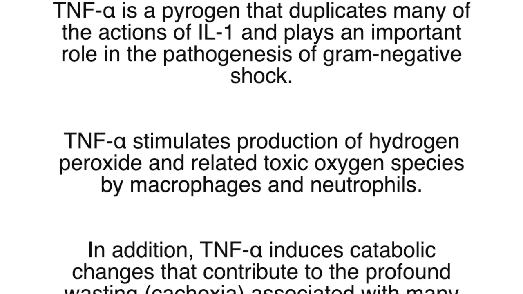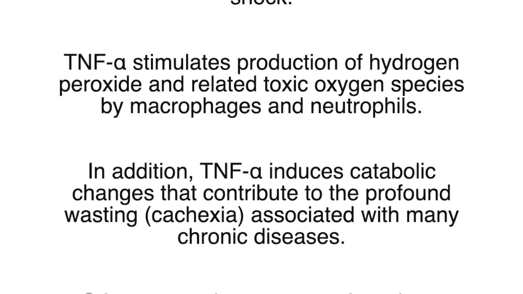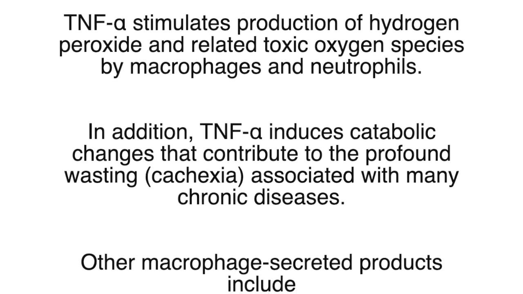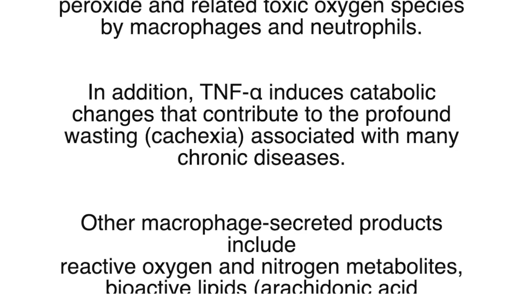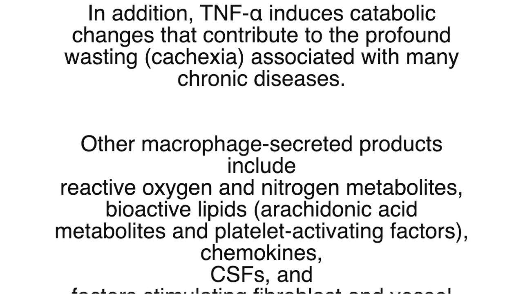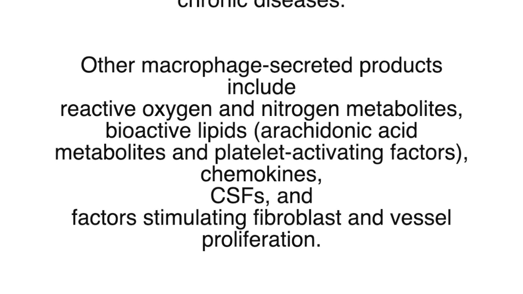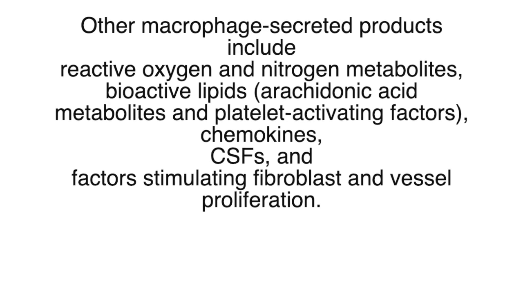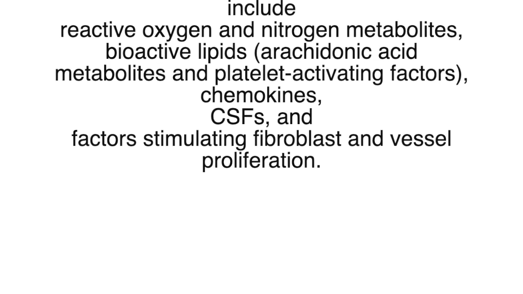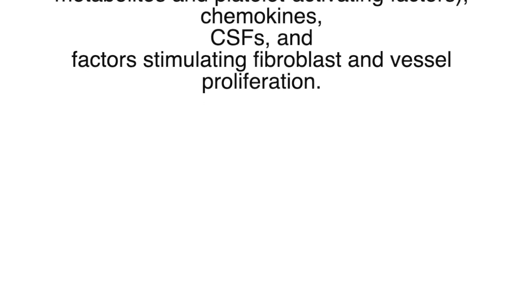TNF alpha stimulates production of hydrogen peroxide and related toxic oxygen species by macrophages and neutrophils. In addition, TNF alpha induces catabolic changes that contribute to the profound wasting, that is cachexia, associated with many chronic diseases. Other macrophage secreted products include reactive oxygen and nitrogen metabolites, bioactive lipids like arachidonic acid metabolites and platelet activating factors, chemokines, colony stimulating factors, and factors stimulating fibroblast and vessel proliferation.